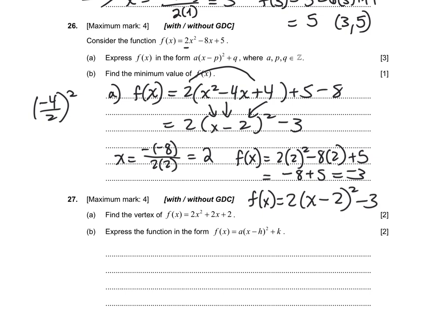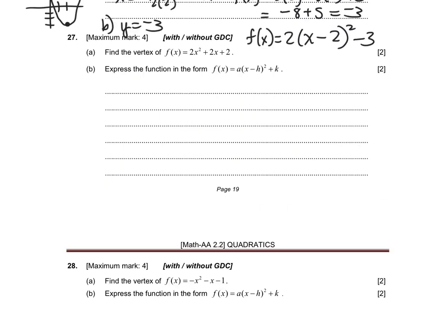Okay, the minimum value of f of x is, since this is a parabola with vertex 2, negative 3 rather, down here, and it opens up because of the positive 2, we know the minimum value is going to be y equals negative 3.